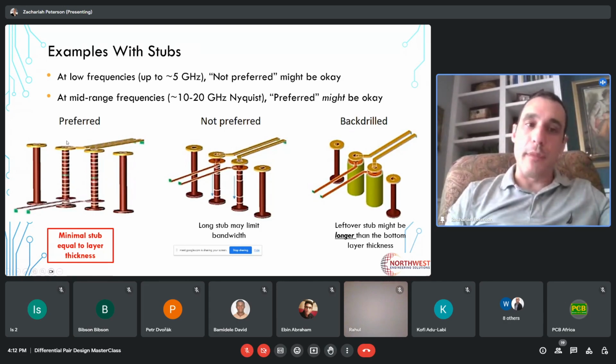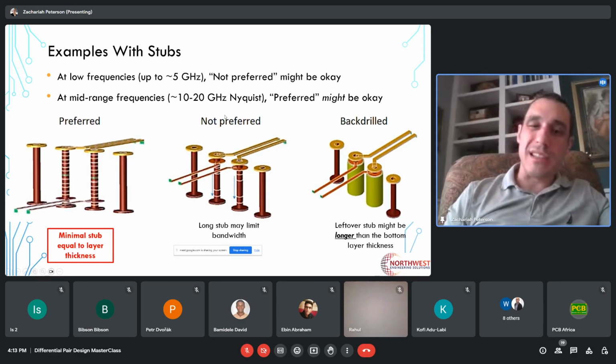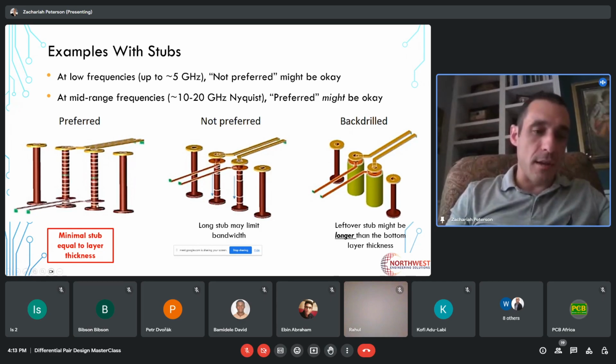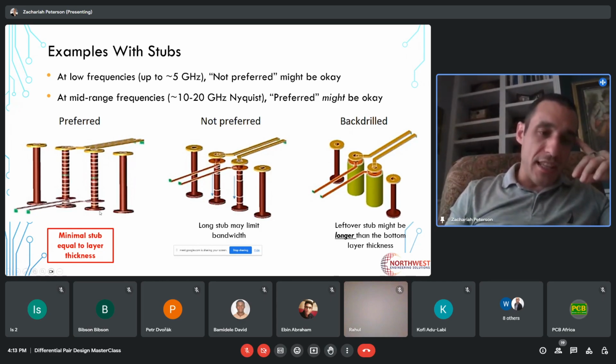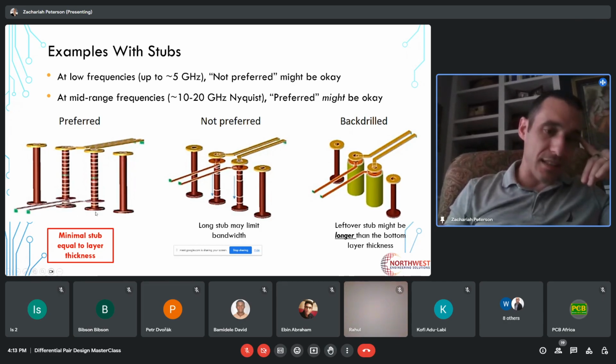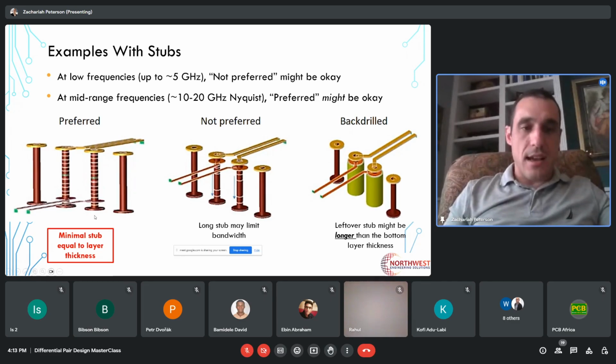Now, one way that you can route without needing to back drill is as shown here on the left in the preferred method. The preferred method is usually pretty good up to the 10, 20 gigahertz range. It depends on the leftover stub length here. But ideally, we'd like to minimize this stub length. And if we're routing to an internal layer, we could have a situation where the stub length is basically minimized down to this layer thickness of either one or two layers. So this is a good way to do this and eliminate the need for back drilling.